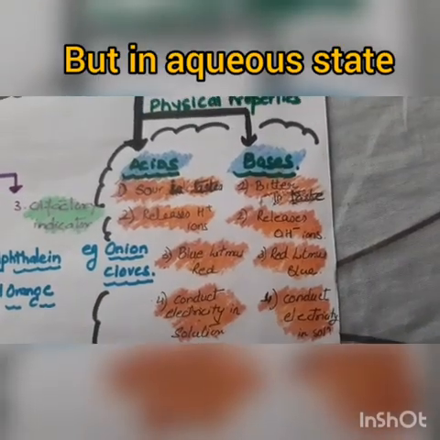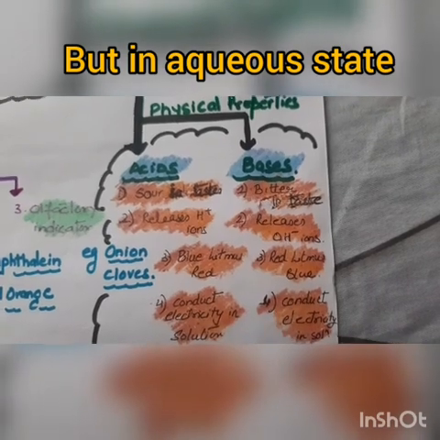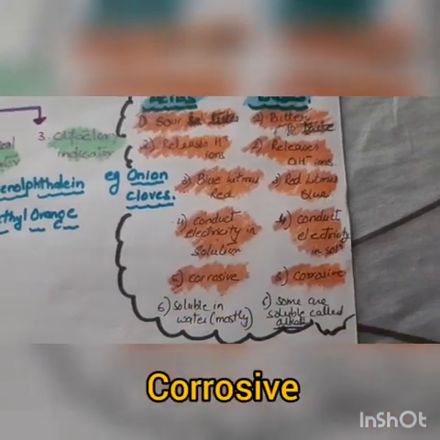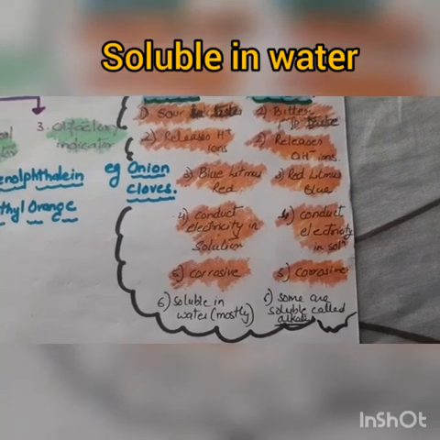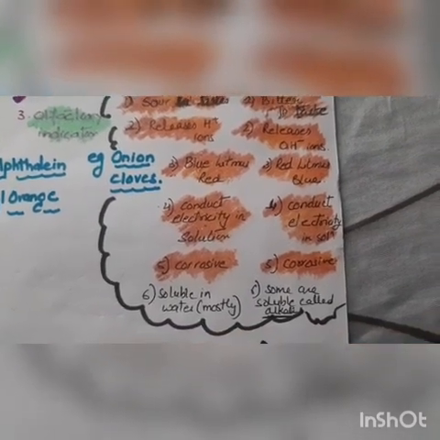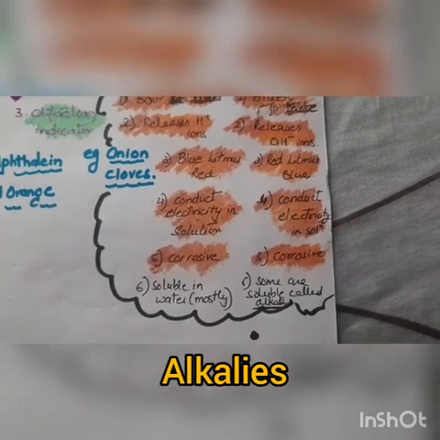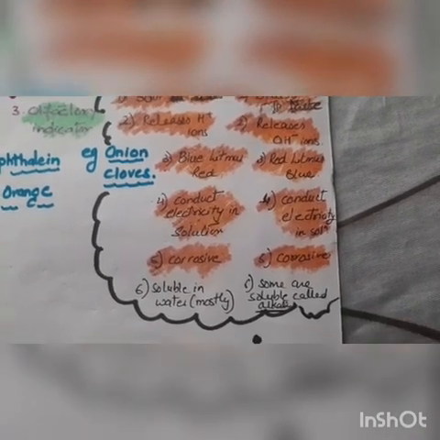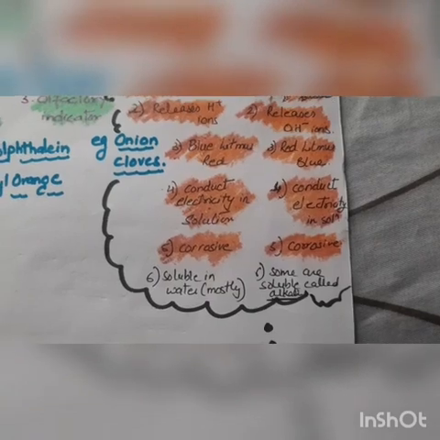They both conduct electricity, but in solution. They are both corrosive. Acids are soluble in water, but bases mostly are insoluble in water. There are only some bases which are soluble in water, and they are known as alkali. So this is all about the physical properties of acids and bases.